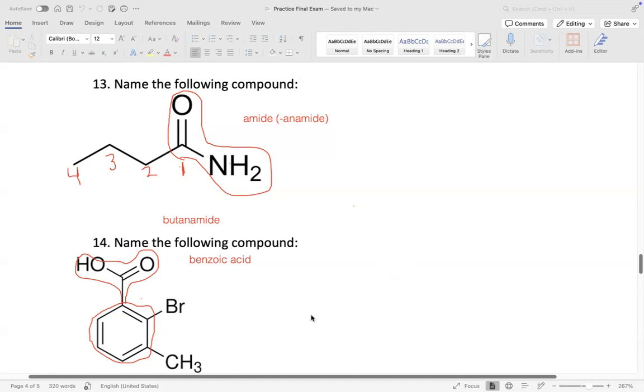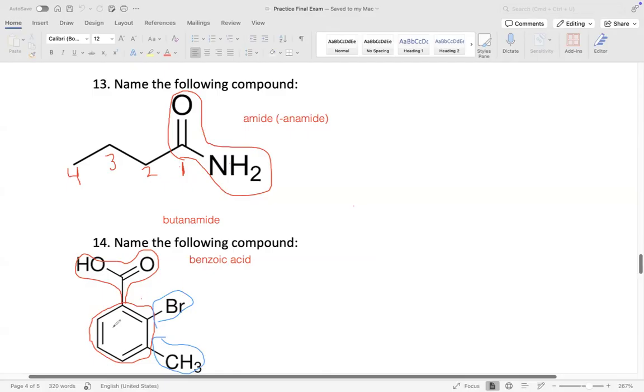So saying benzoic acid covers everything that's circled, which leaves me then just with these other branches here and here. So I would name this by saying benzoic acid, and then I just need to take care of the branches. I take care of that by saying which carbon it's coming off of and putting it out front of benzoic acid.